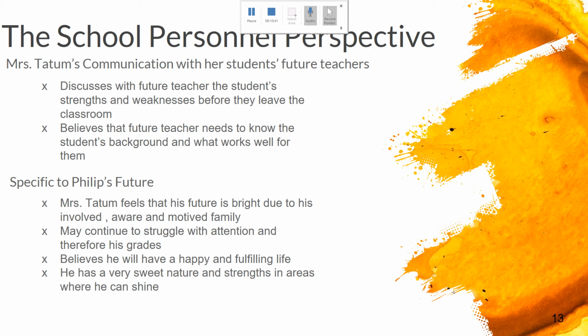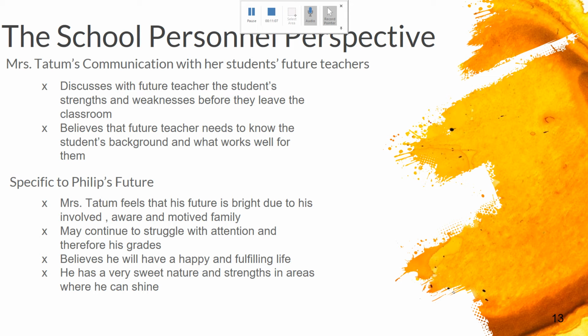Now, Miss Tatum's communication with her students' future teachers. She discusses with the future teacher the student's strengths and weaknesses before they leave the classroom. That means her classroom. She does this before they reach middle school. That's very important to her. She believes that the future teacher needs to know the student's background and what works well for them.